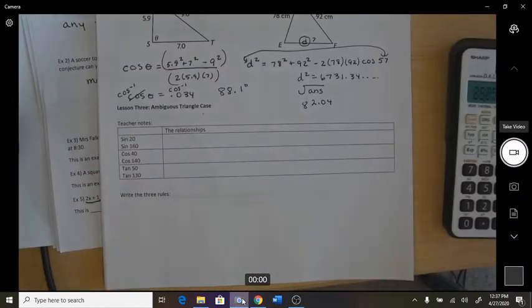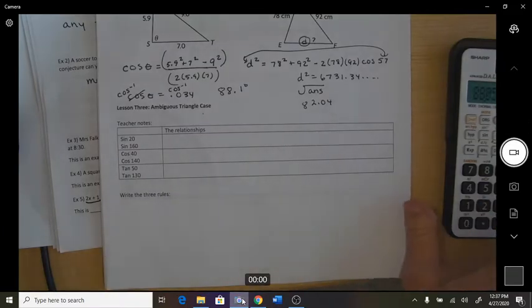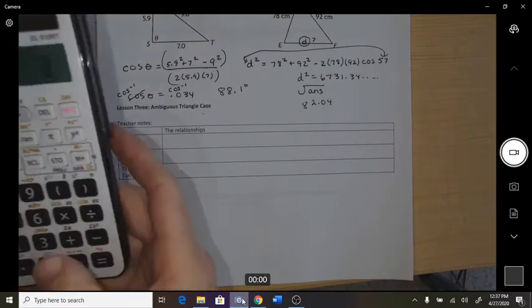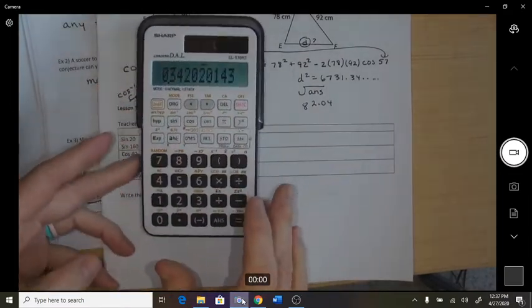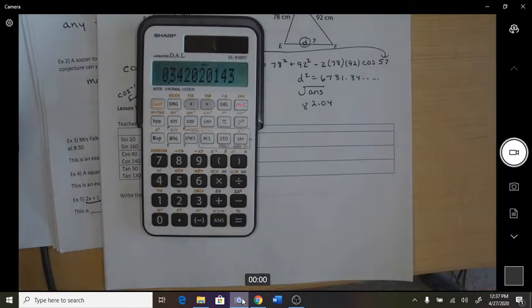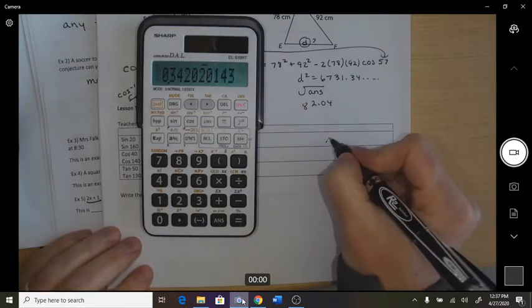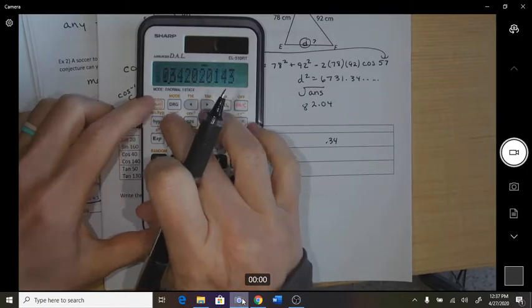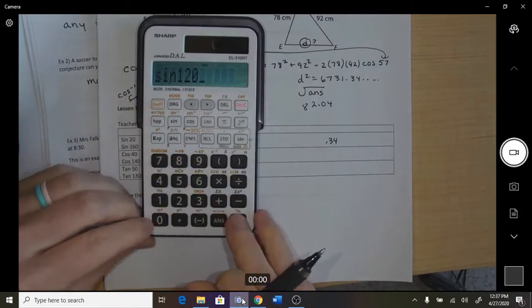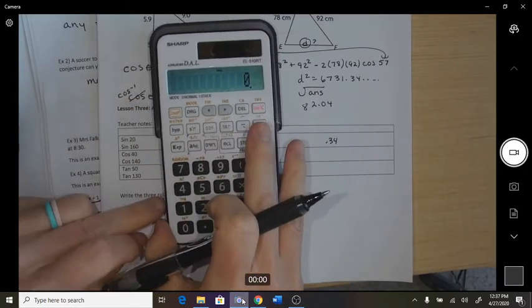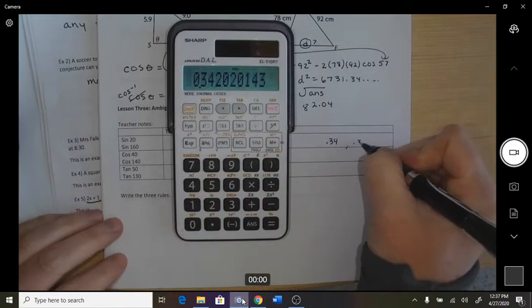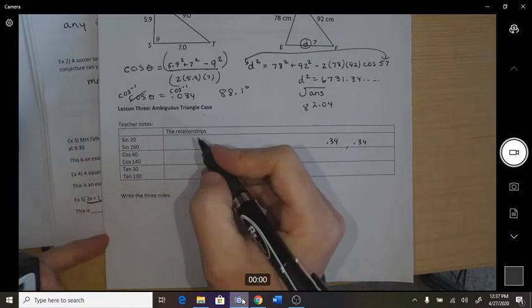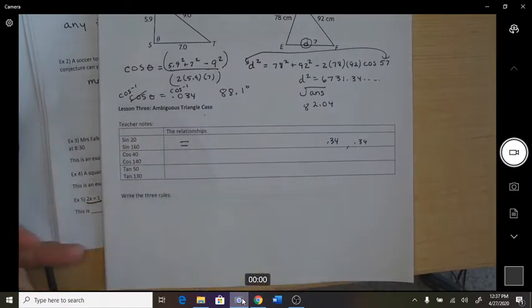Okay, lesson 3, the ambiguous triangle. So what is the relationship between sine 20 and sine 160? If we go sine 20, we get 0.34. And if we do sine 160, we also get 0.34. So they are the same or equal.